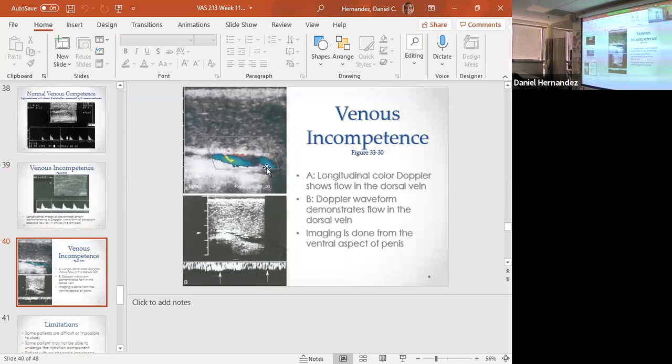So this is now a sagittal view. Here we're imaging the corpus cavernosum and the dorsal vein running posterior to it. Longitudinal colored view shows flow in the dorsal vein. Doppler waveform demonstrates flow in the dorsal vein. And the imaging is done from the ventral aspect of the penis.